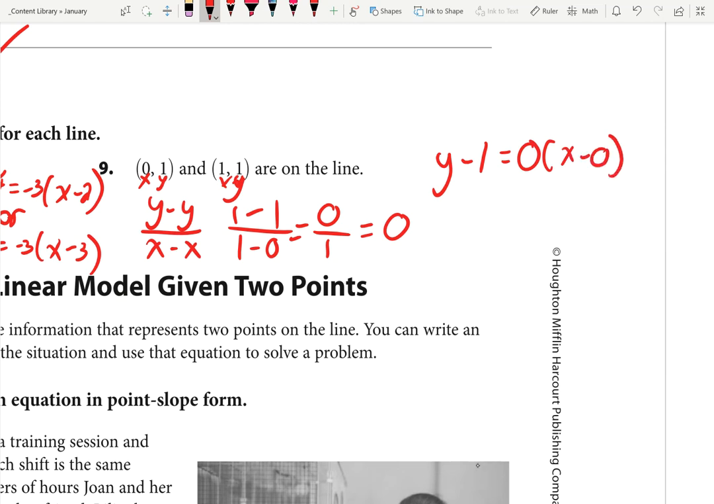Because the y value is 1, the slope is 0, as we calculated, and the x value is 0 from the point that we chose. So you could do it that way, or you could use the other point, which would look like this: y minus 1 equals 0 times (x minus 1). That would work out just as well.